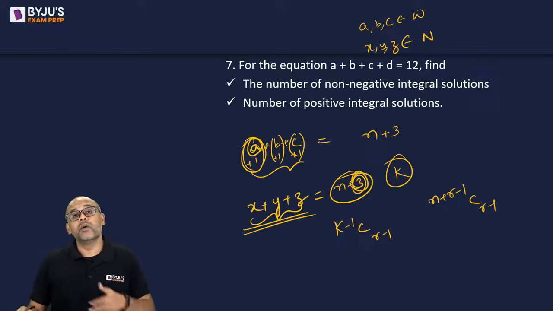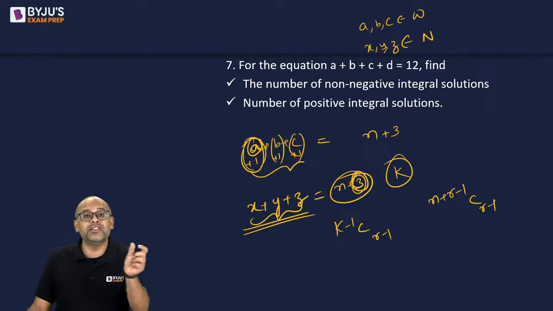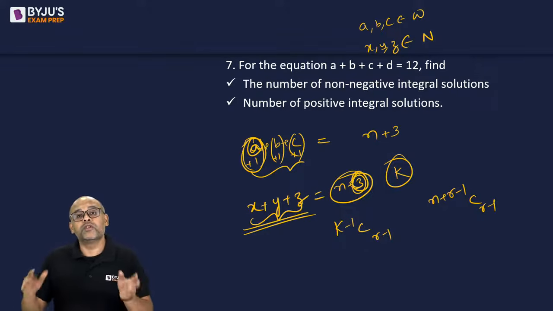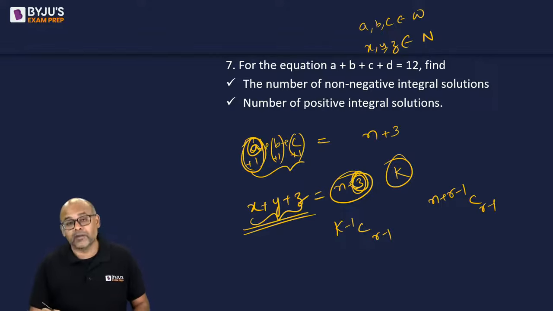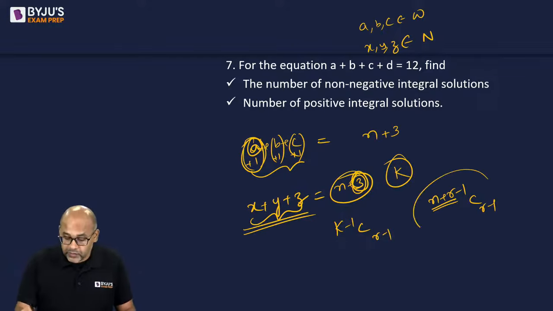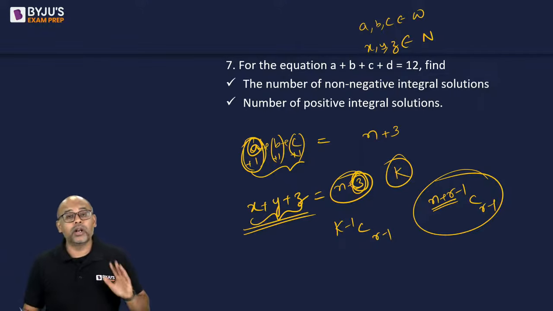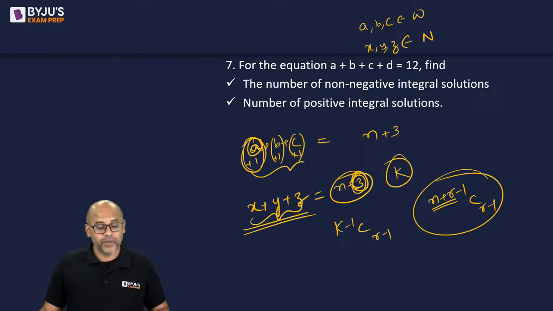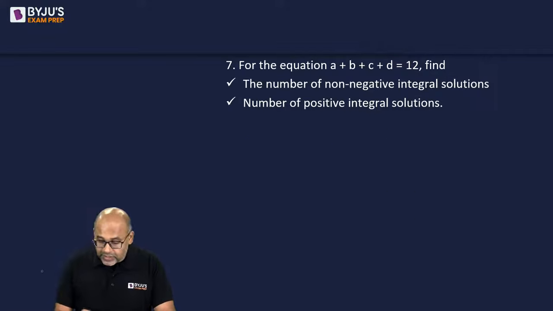ones that I'm adding. Why did I add 3 ones? Because for each term it is plus 1. So if there are r number of terms, I'll add r ones. So it is n plus r minus 1 c r minus 1, and that's how you get the formula for non-negative integral solutions. So if you apply this, you will straight away get this answer here.